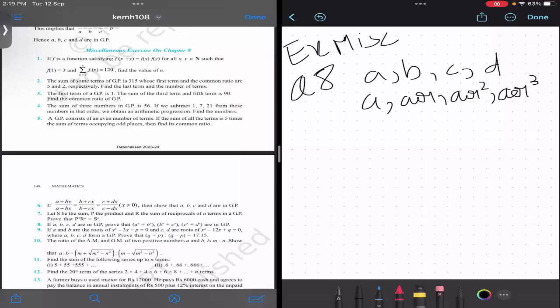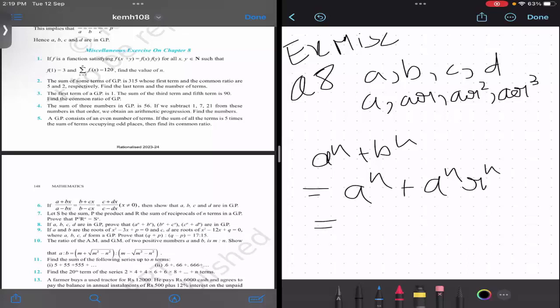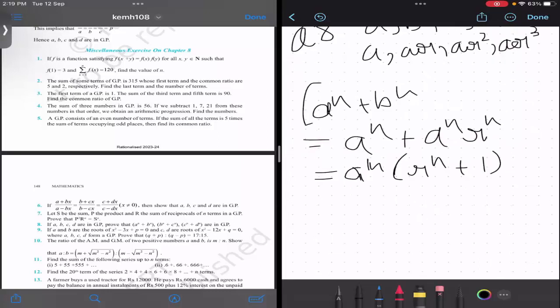So the first term in the GP that we need to prove is A^n + B^n. And what would that be? That would be a^n + a^n r^n. Taking a^n common, you would have a^n (r^n + 1), and this would then be your first term in this GP.